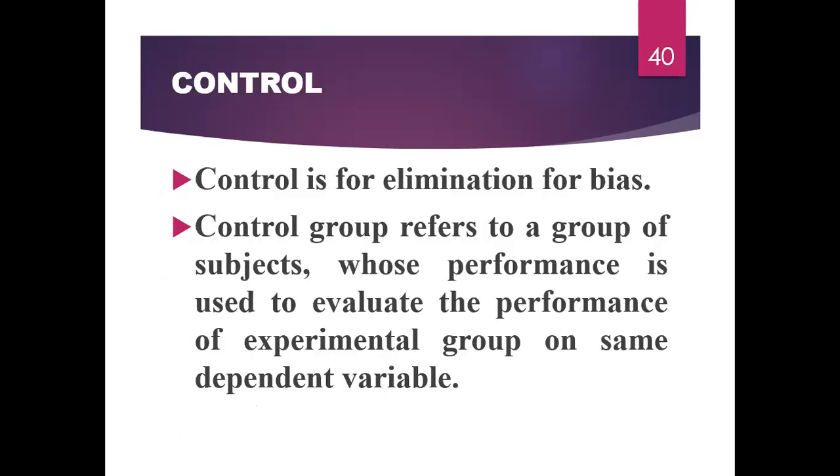Control. So control is another important feature which is used for the subjects and also for the conditions. It is for elimination of the bias. Control group refers to a group of subjects or conditions whose performance is used to evaluate the performance of the experimental group on the same dependent variable.